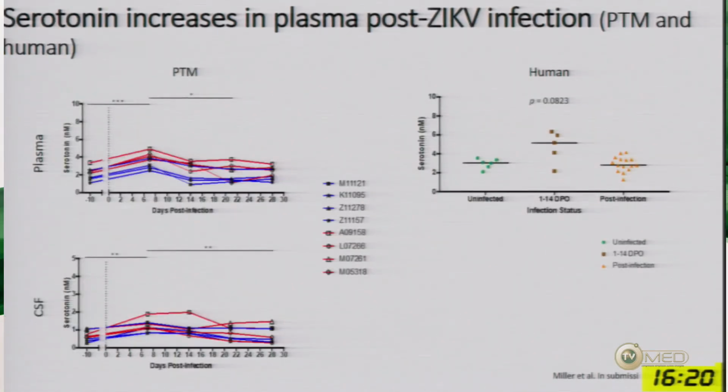So then we looked at the serotonin. Now the serotonin you don't see as robust of a signal as what we saw with the KT and the neopterin, but again the serotonin is all the way downstream and can be highly associated with neurodegeneration, and we do see slight increases in the plasma. In humans it's not significant, but it's trending towards it. And then when we look at the CSF, we also see slight increases that then return back to baseline. But again, these are not as substantial increases as what we see with the other ones.